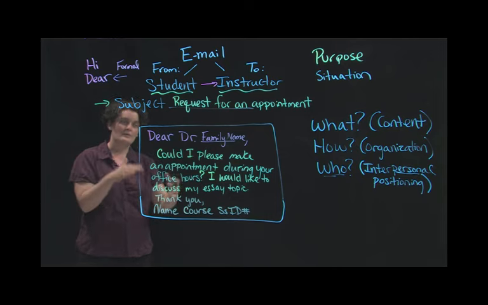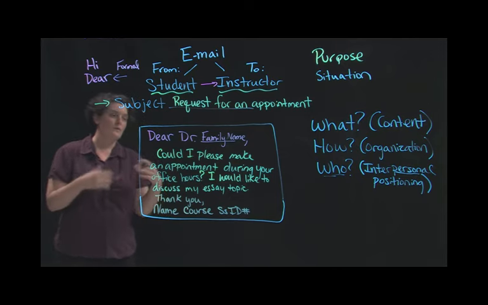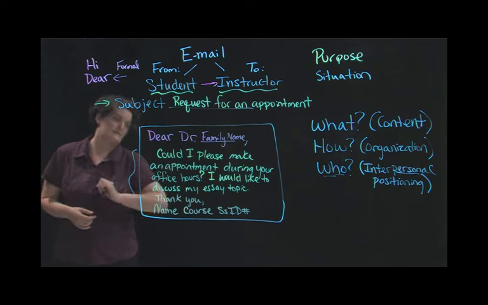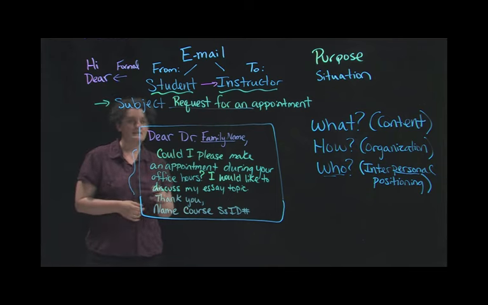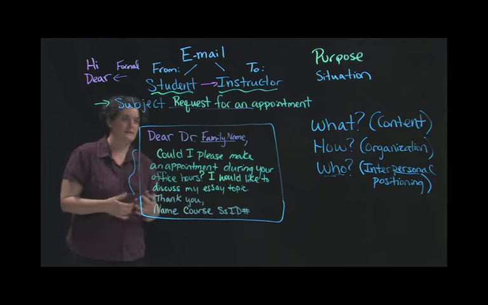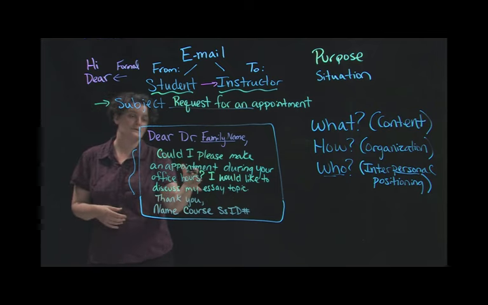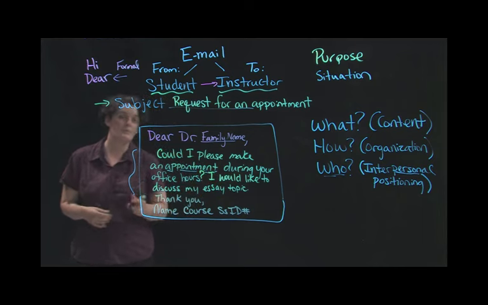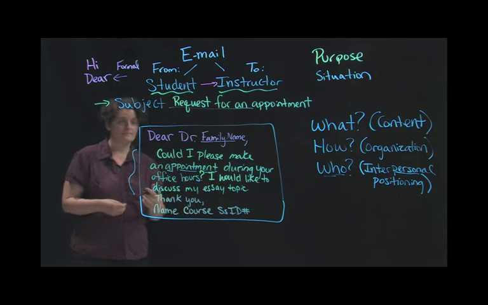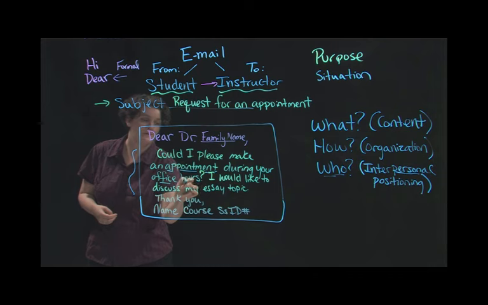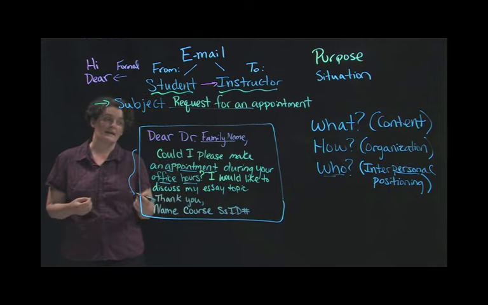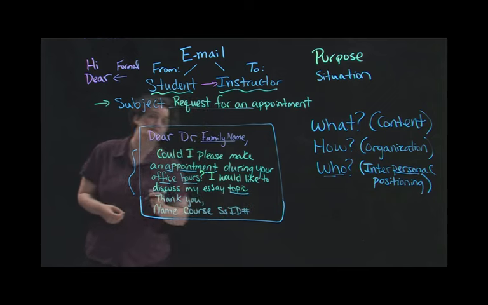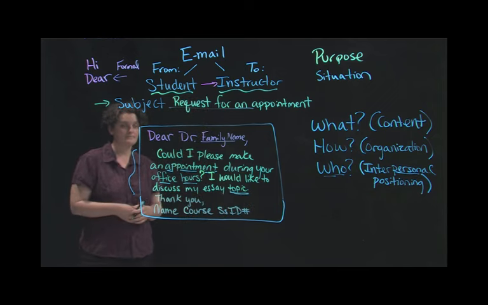So let's just take a quick example here. The what, the content. If I look at the what in my email, I could say, what kind of content words do I see? What are the important key words in here? Well, I wanted to make an appointment. Appointment is part of my content. Office hours is also part of my content. I want to discuss my essay topic. This topic is part of my content.